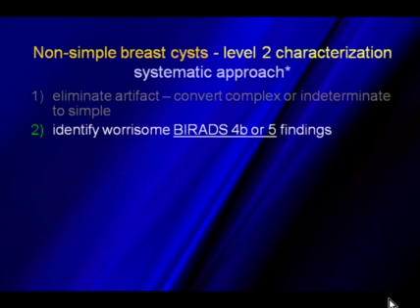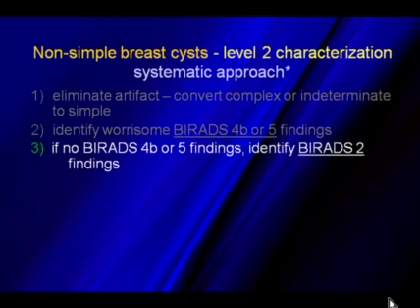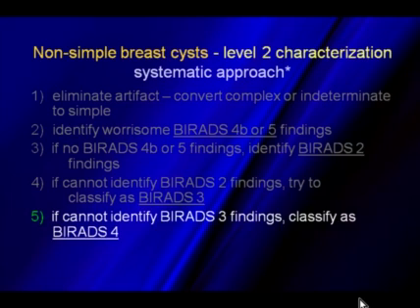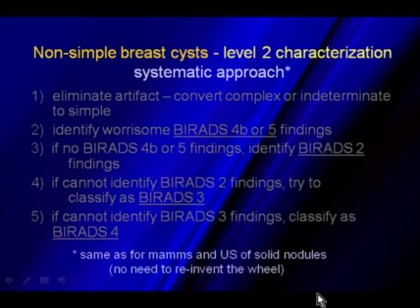If we can't eliminate the artifact or what appears to be an artifact, what we're going to do is search for the worrisome features. So anything that would be considered a BI-RADS 4 or 5 are the findings that we're going to be looking for. If we don't find any of the BI-RADS 4 or 5 features, then we want to try and identify it as a BI-RADS 2 classification. If we cannot do that, then we try and move it into a BI-RADS 3, which is a probably benign classification. If we cannot classify it as BI-RADS 3, then we will consider it to be a BI-RADS 4 classification.